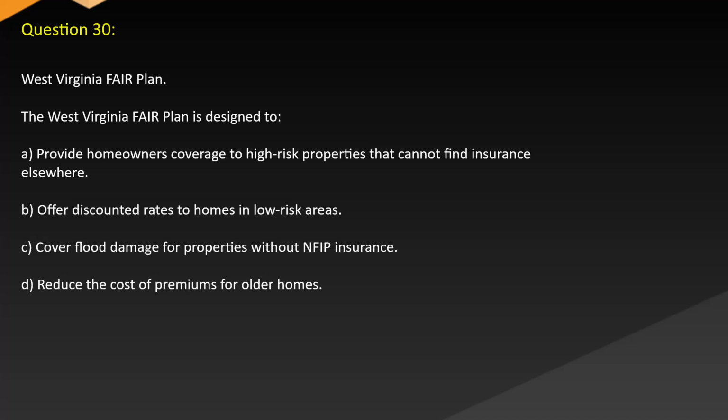Question 30. West Virginia FAIR Plan. The West Virginia FAIR Plan is designed to: A. Provide homeowners coverage to high-risk properties that cannot find insurance elsewhere. B. Offer discounted rates to homes in low-risk areas. C. Cover flood damage for properties without NFIP insurance. D. Reduce the cost of premiums for older homes.